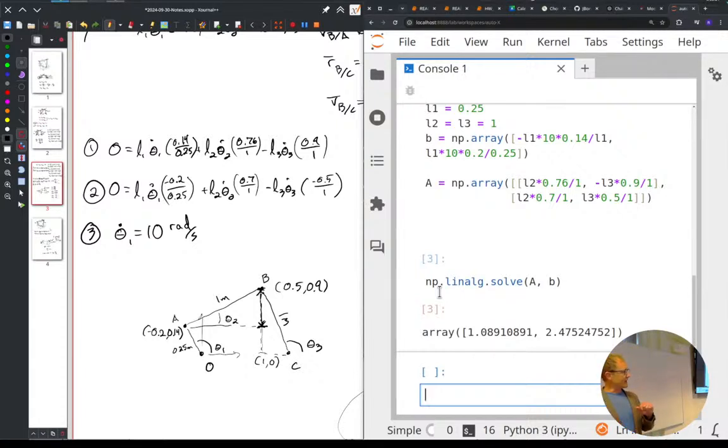That would be theta 2 dot. At least, this is what I get when I plug in the numbers that I have, unless there's a typo.